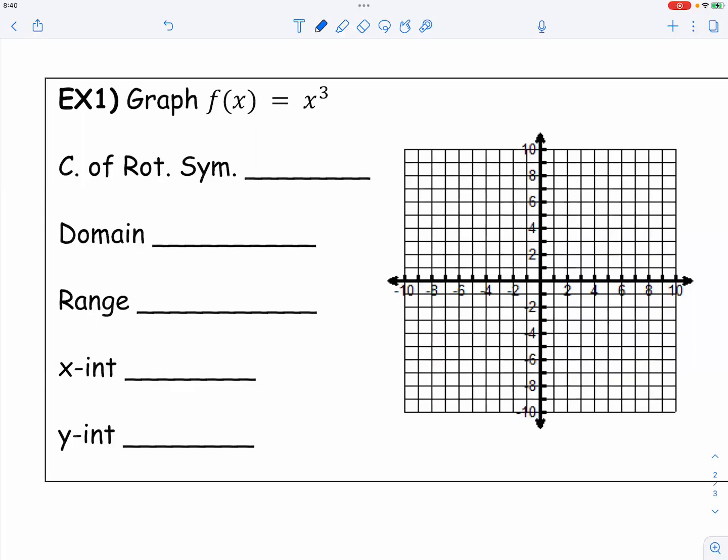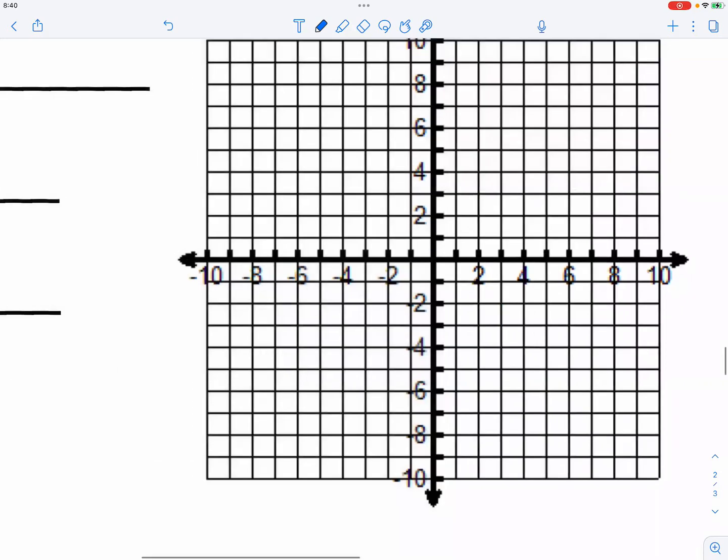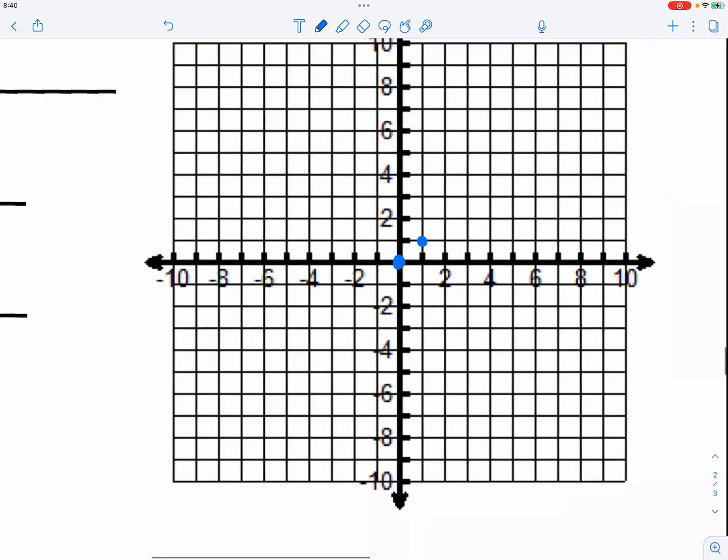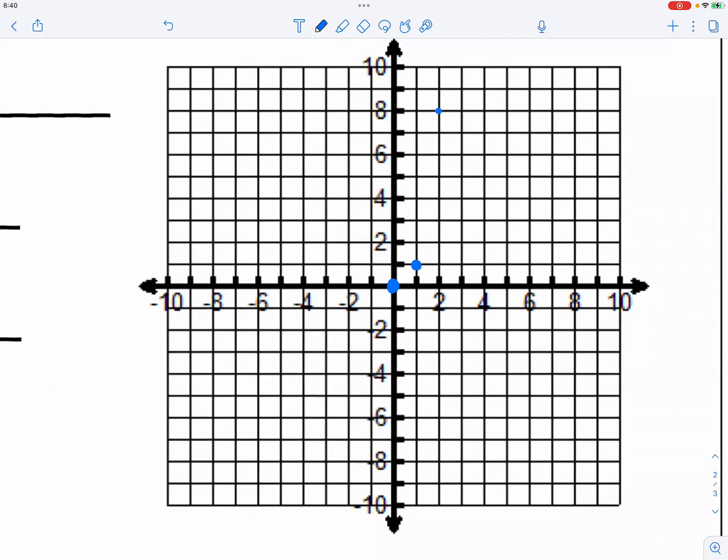So for the first one, we have just f of x is equal to x cubed, just like the one above. So you can go ahead and try to think about, where do we start? We start at 0, 0. We go right one, up one, because 1 cubed is 1. And then 2 cubed is 8. So that's why we go right 1 and then up 7. You move in the opposite direction on the other end.